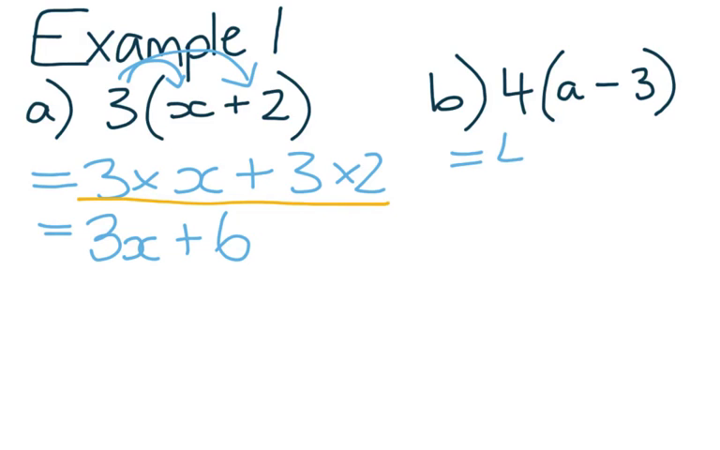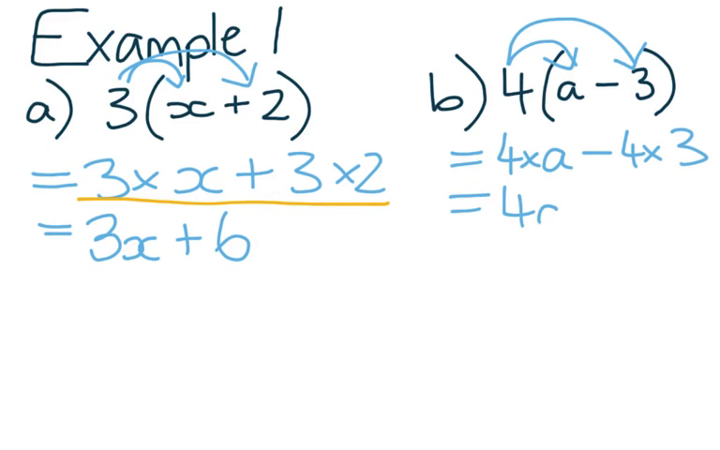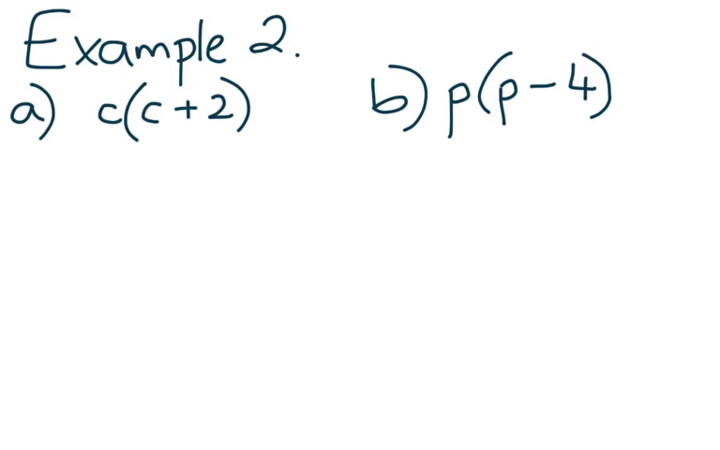So this next one would be 4 times a. And then this time we're going to put a take sign in the middle because it's 4 times 3, but we're taking that away. So we have 4a take away 12 as our answer there. Again, that first step, once you're confident, isn't necessary. Second lot of examples are when there is a variable as the outside term. So this time we're going to have c times c plus c times 2.